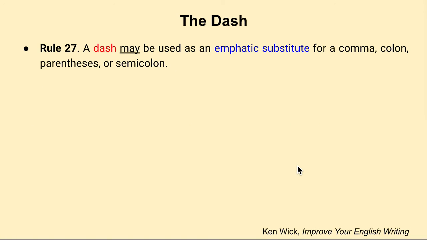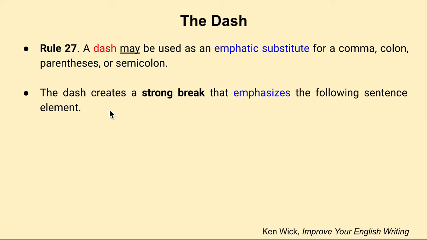Rule number 27 is a dash may be used as an emphatic substitute for a comma, colon, parentheses, or semicolon. The dash creates a strong break that emphasizes the following sentence element. That is the purpose of using the dash: when you use a dash in this situation, you're using it as an emphatic substitute. Basically, you're emphasizing the element that follows.